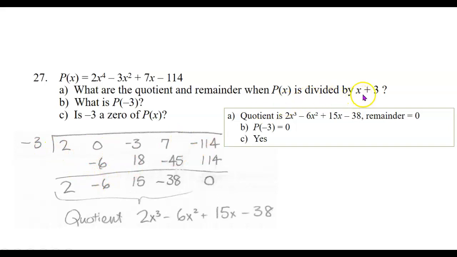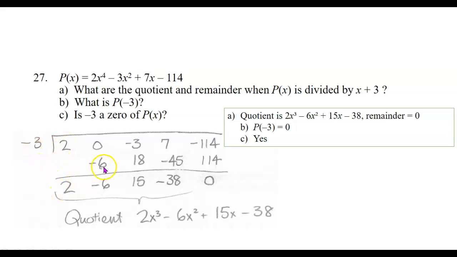And if we're dividing by x plus 3, we put a -3 out here in front. It would be just a +3 out in front if we were dividing by x minus 3. But to divide by x plus 3, we need a -3 out in front. So once things are set up, bring down the 2.